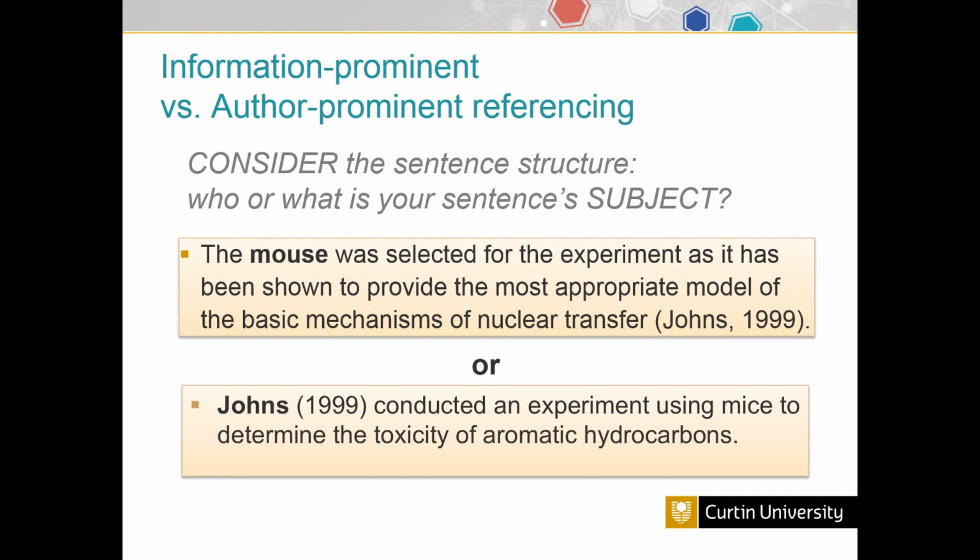Generally speaking, in scientific writing, you'll see that information prominent referencing is much more common. There are cases where we want the author to take prominence, and they're usually where the author is a highly regarded expert in the field, and the author wants to put their work very clearly in the context of the work of that person. But the take-home message here is that we much prefer to use in science information prominent referencing.